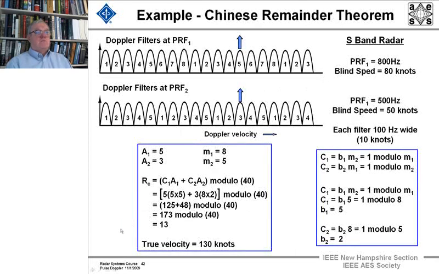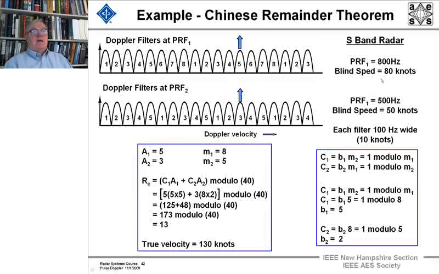Now let's move to the example of just the 2-PRFs. Here we see a Doppler filter bank that has 8 filters, then another 8, and then it goes on and on and on. And here we have one with 5, 5, 5, and on and on and on. And we see we detect the target in filter 5 at the first PRF and filter 3 at the second PRF. And for ease, I've picked nice round numbers.